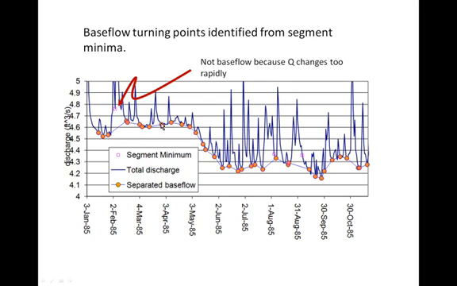The orange dots are what we call the base flow points or base flow turning points. Some of the points that were in our original data set are eliminated, but many of them are included. And so we say that these points represent base flow, and here I've just drawn a straight line between these points to interpolate between them.